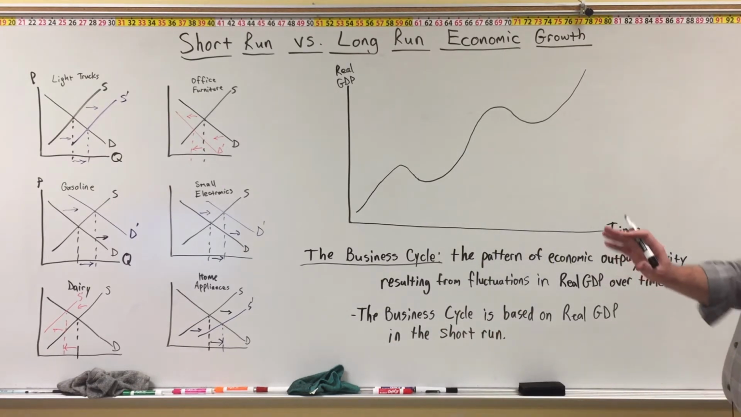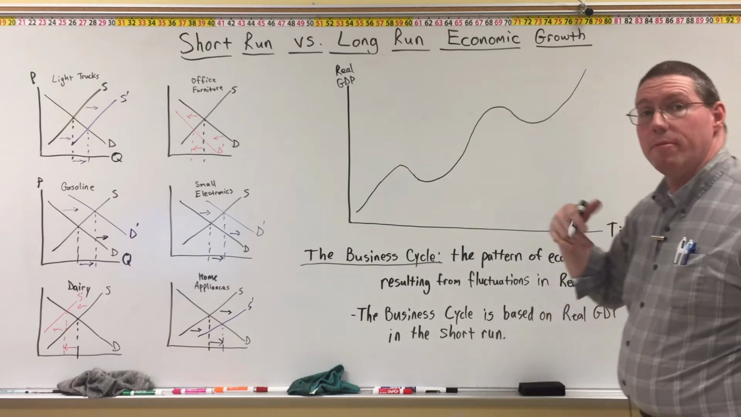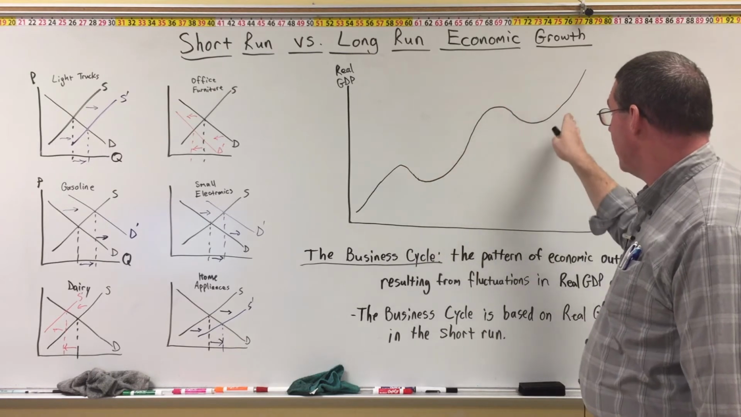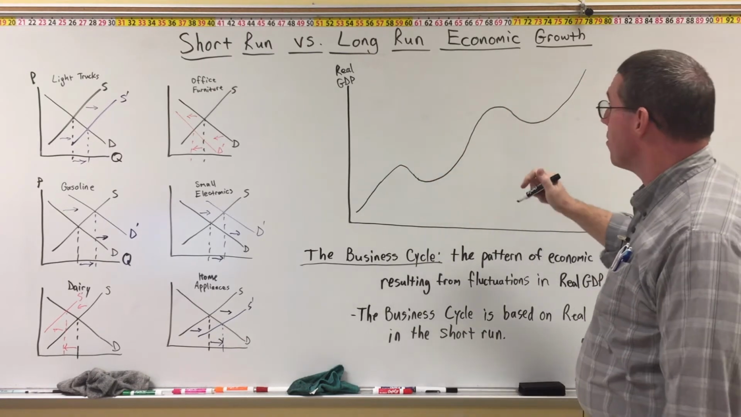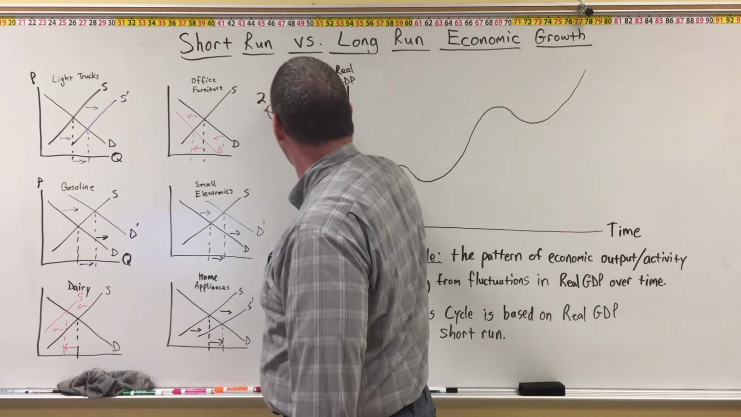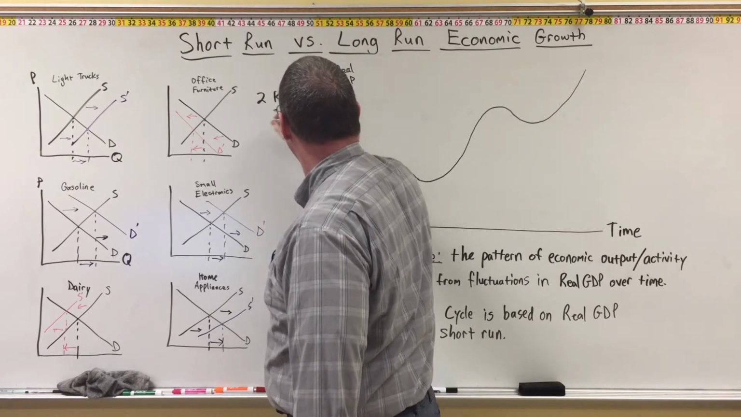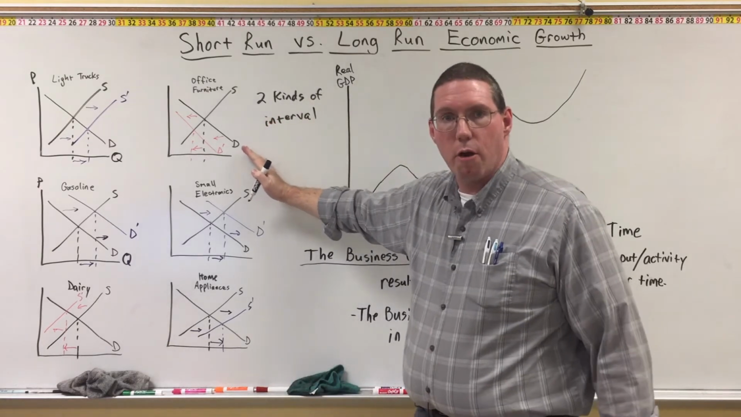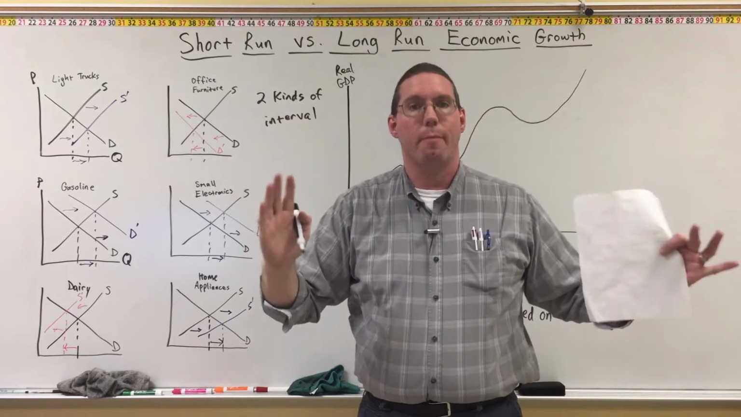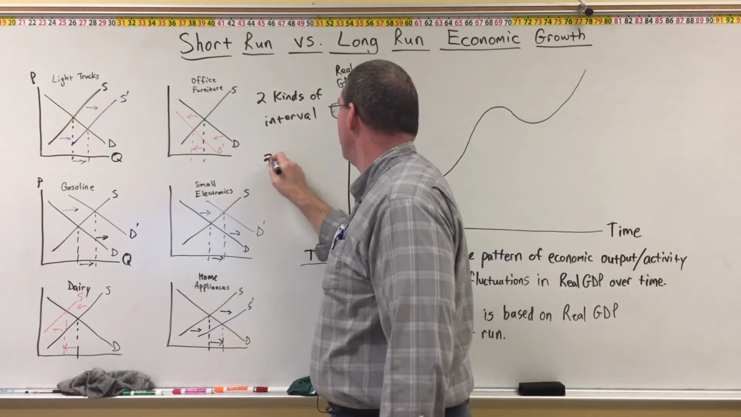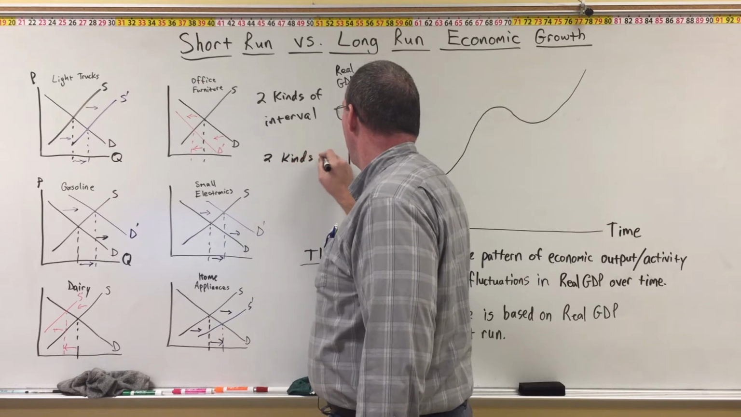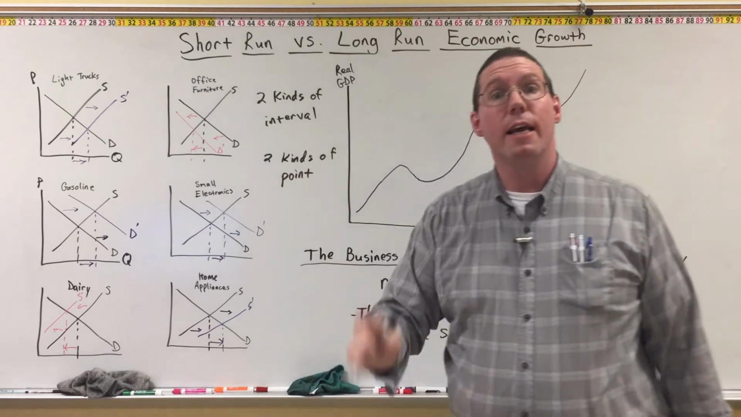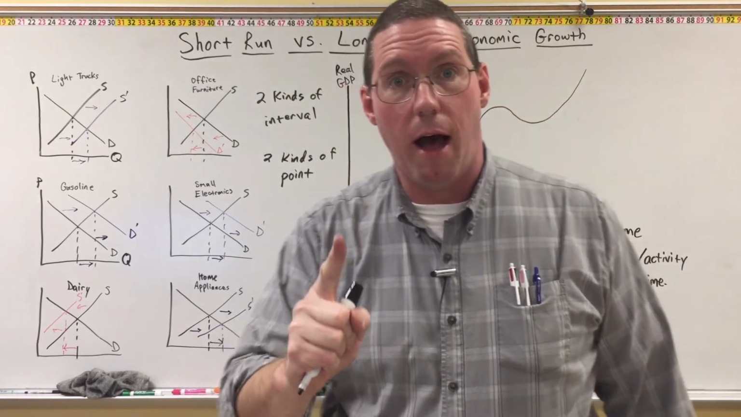And now, I want to explain just so that you understand, we have some technical terms. There are actually 4 things happening here, okay? There are 2 kinds of intervals here. Now, an interval has a start point and an end point. It's a period of time. That's what an interval is. And then there are 2 kinds of points. A point is not an interval. A point is a moment. It's one moment in time, okay?